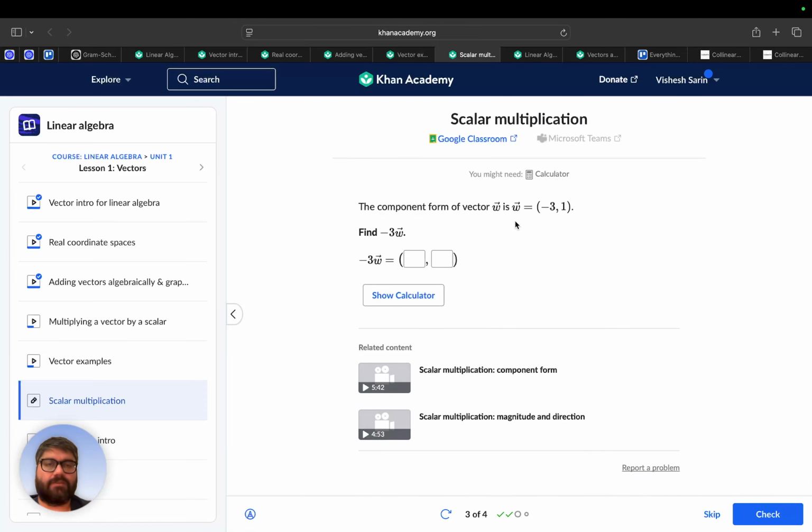The component form of vector w is -3, 1. Find -3w, so that's -3.